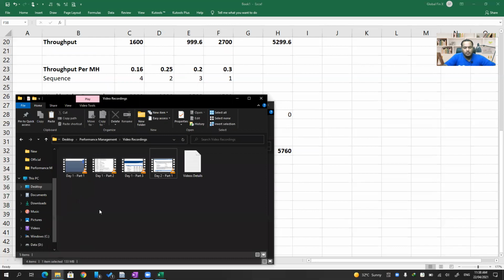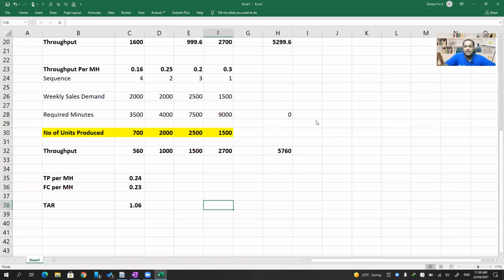So the difficulty is calculations. Your formula becomes so clumsy after a point of time. You guys should be very good with your Excel. Then only you will be able to crack the exam faster. Otherwise, tata bye bye. As simple as that.